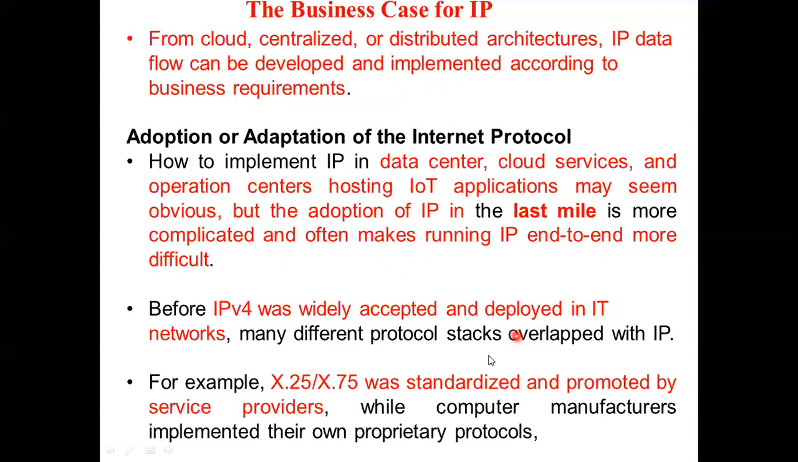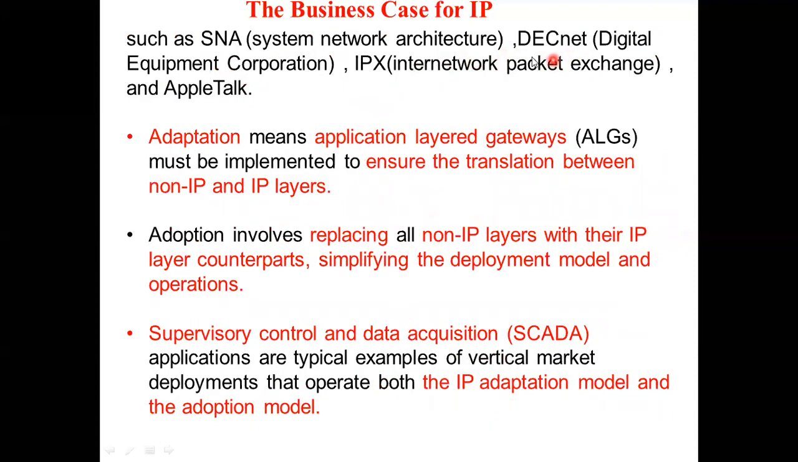And even basically for IoT, so many new protocols are coming from the IT sectors, or maybe from the service provider sectors, X.25, X.75. So many things are coming nowadays. And you can see here, SNA, Systems Network Architecture, DECnet, Digital Equipment Corporation, IPX, Internetwork Packet Exchange, AppleTalk. All these things are coming here. Adaptation means application layer gateways, ALGs, must be implemented to ensure the translation between non-IP and IP layers.